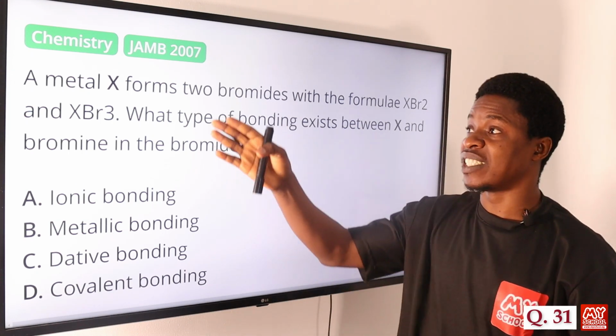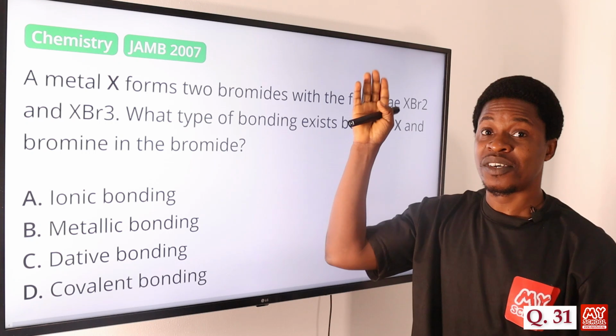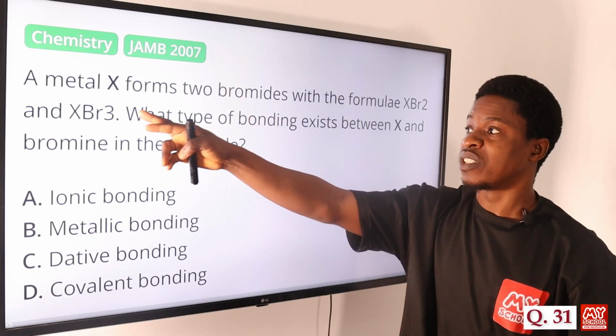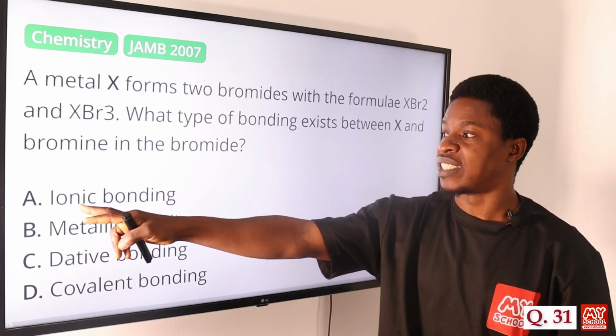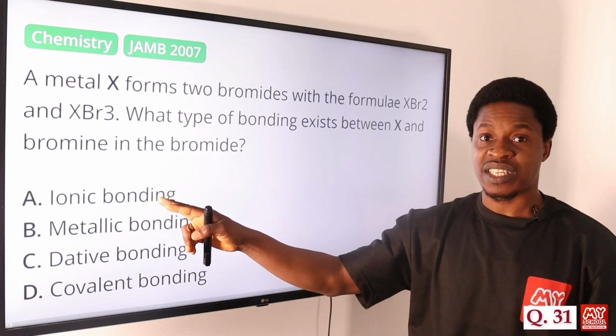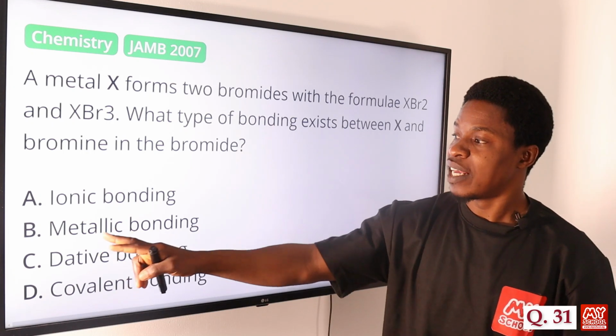So already we know that this is a bonding between metal and non-metal, and it involves transfer of electrons, and then we see the variable oxidation state here forming bromide. So what type of bonding? Option A says ionic bonding. Of course, that is very correct. Option B says metallic bonding.